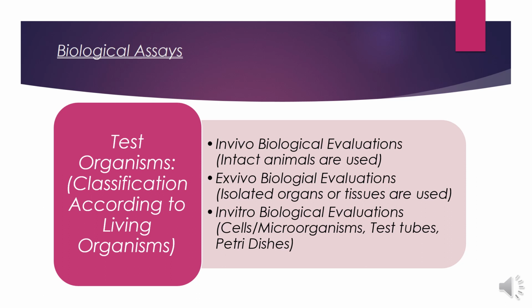If you want to perform the evaluation on the heart, you can take the heart of a mouse or whatever specific animal is specified. If you want to check the effect on the heart of any animal, you can take only that isolated organ or tissue and perform the test. There is no need to take the whole organism. And next is in vitro biological evaluation. In that, cells or microorganisms are used in test tubes and petri dishes for evaluation. That's why it is called in vitro biological evaluation.